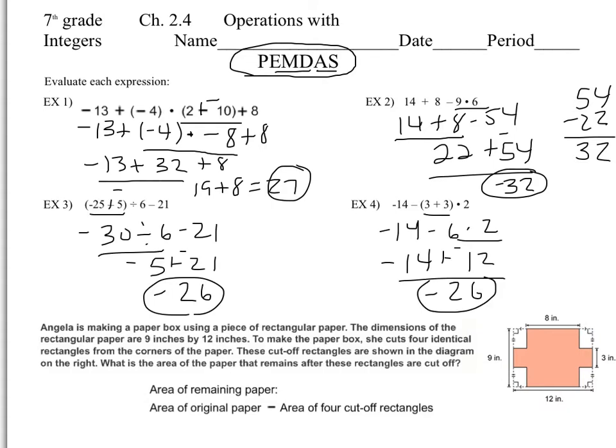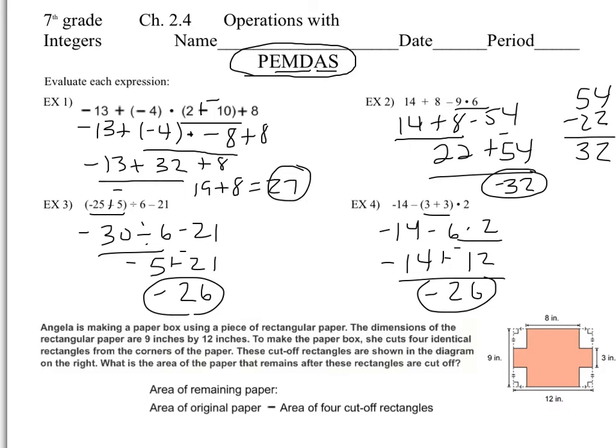Okay, so for number 3, you should have gotten -26. Your first step is parentheses. -25 minus 5, you need to change your sign, so keep change, change. I get -30. -30 divided by 6 is -5 because I have an odd number of negatives. -5 minus 21, again, keep change, change. We get -26.